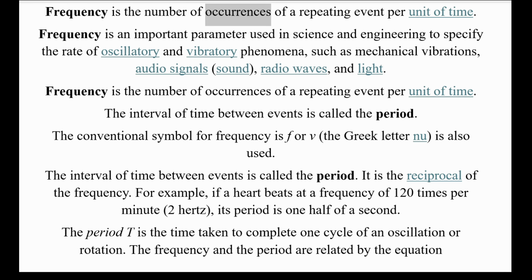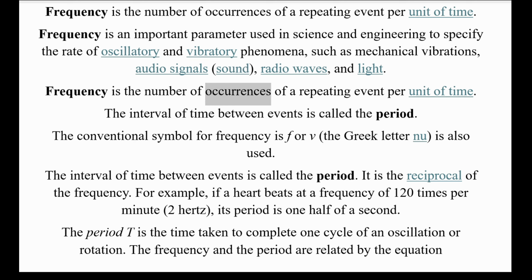Frequency is the number of occurrences of a repeating event per unit of time. Frequency is an important parameter used in science and engineering to specify the rate of oscillatory and vibratory phenomena, such as mechanical vibrations, audio signals, sound, radio waves, and light.